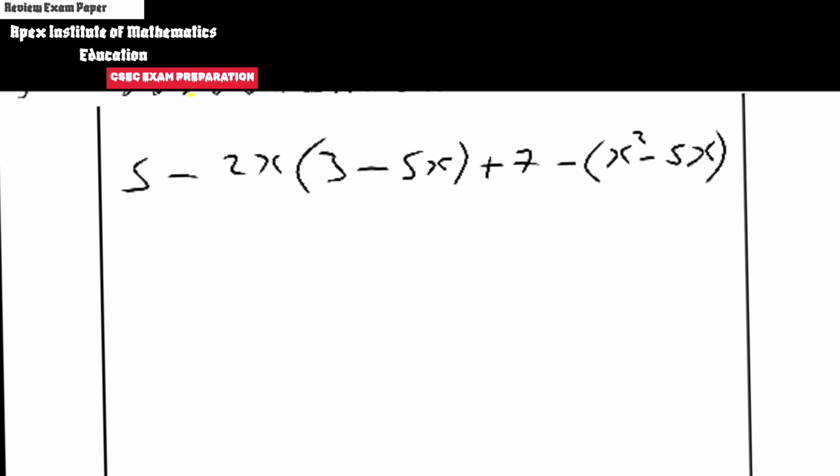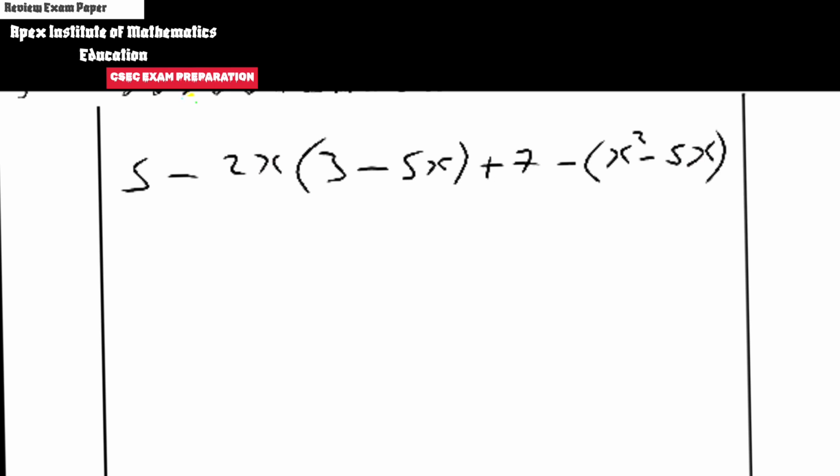Now we're going to be moving to the distributive aspect of the question. Here we have 5 subtract 2x open bracket 3 minus 5x close bracket plus 7 minus open bracket x squared minus 5x here. Now we're expected to simplify this to its lowest term.